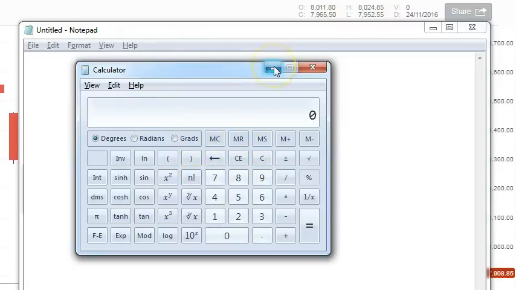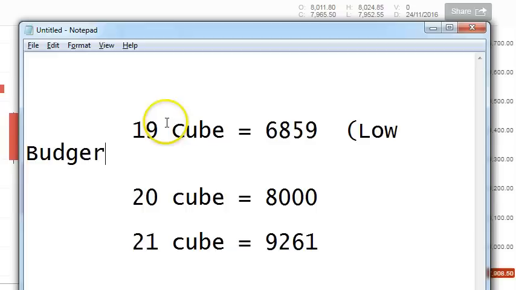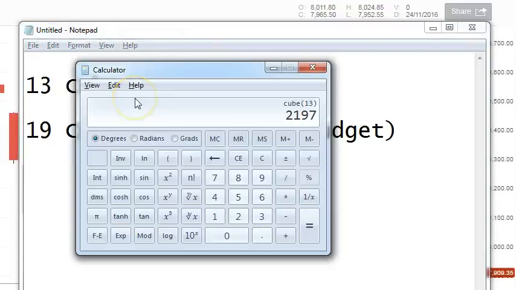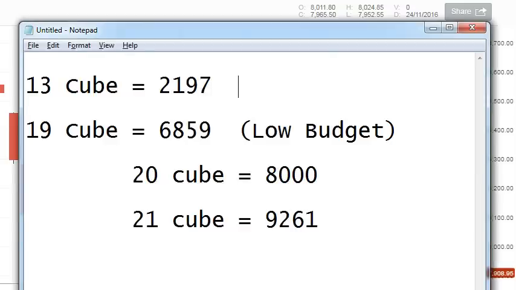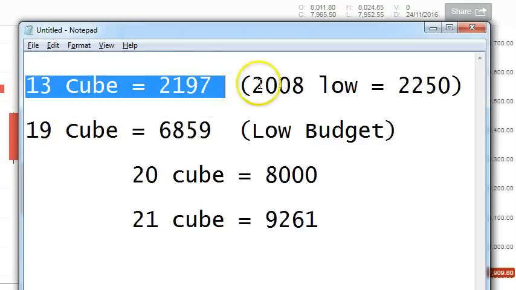And there was the 2008 crash low, so I wanted to take a look at that as well. I think there was 13 cube, which was 2197. So this was the low during the previous budget, wherein again the market recovered almost from here till close to 9,000 here. 13 cube was 2197, yeah, 2197. And you'll be surprised that the 2008 low was 2250. 2250 of course was an intraday low, so we didn't crack below this 13 cube number.